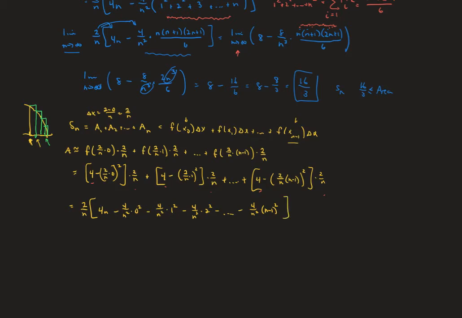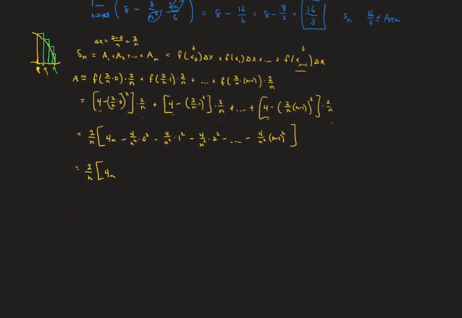Okay? So we've got our 2 over n. We've got that 4n from all of those 4s. I'm going to slide this up a little bit. Now all of these terms have a common factor of minus 4 over n squared. I'm going to factor that out again. That's going to leave us with 0 squared plus 1 squared plus 2 squared all the way out to n minus 1 squared, in parentheses and bracket. Okay, so we've got 2 over n times 4n minus 4 over n squared.